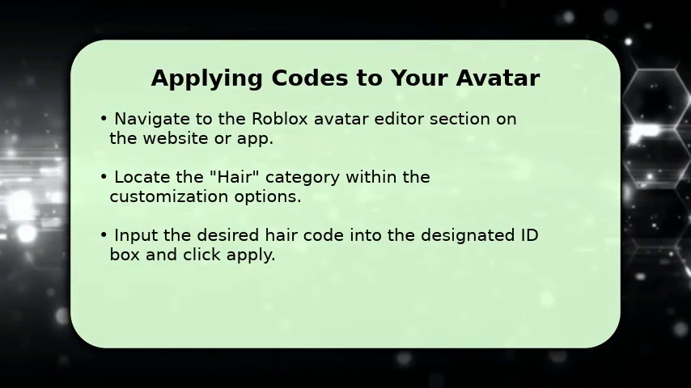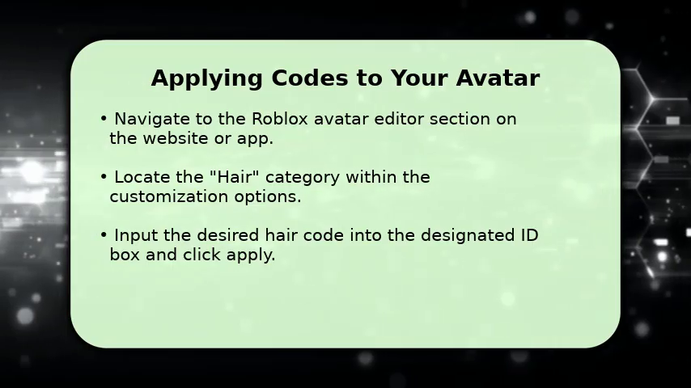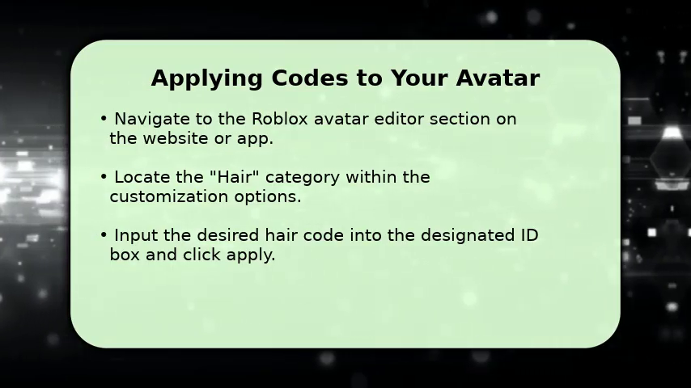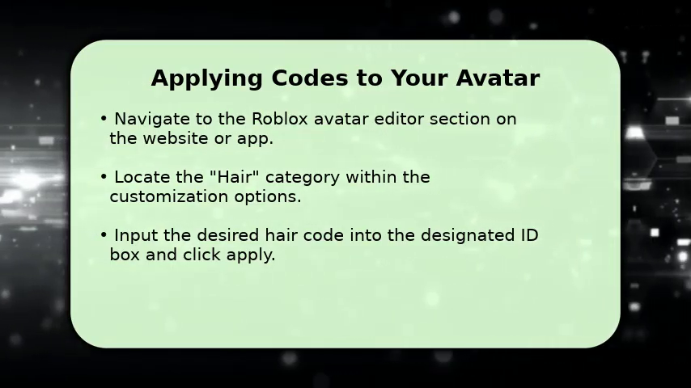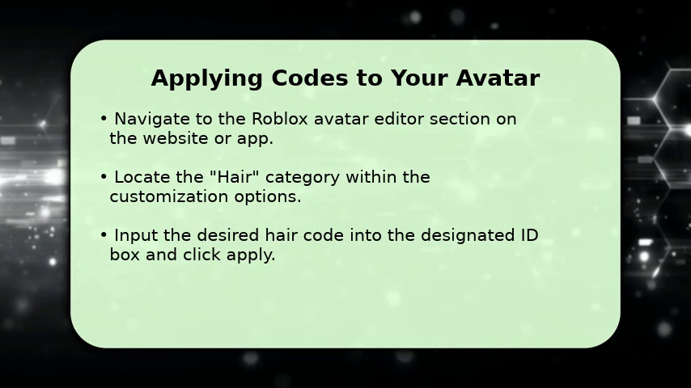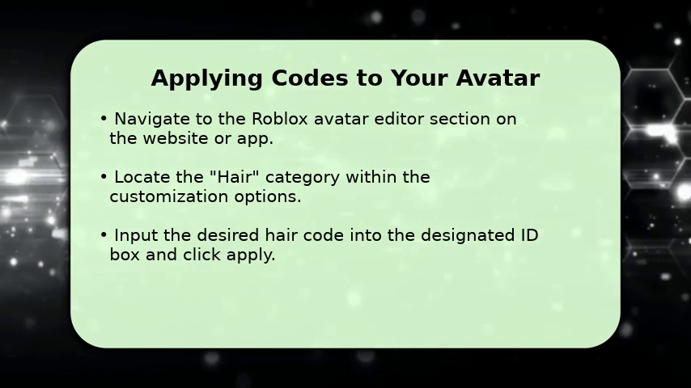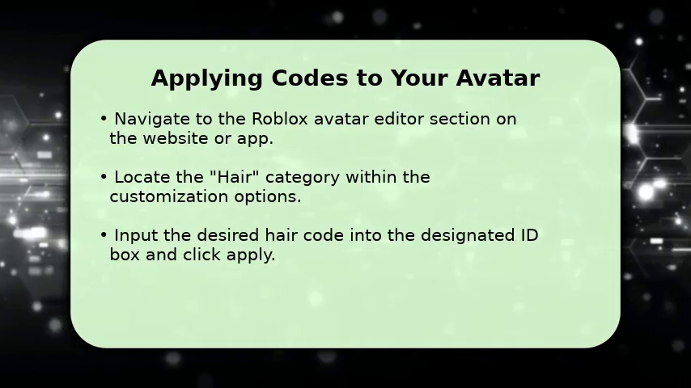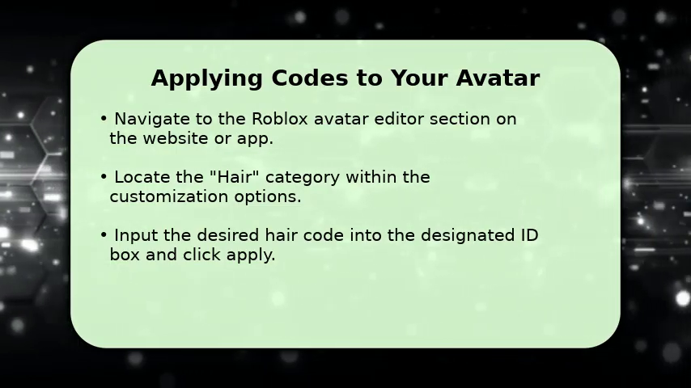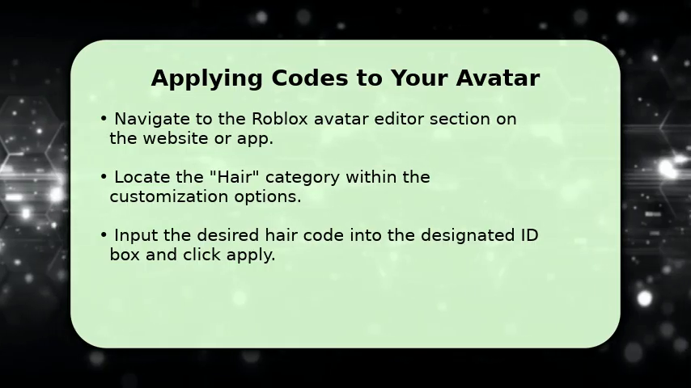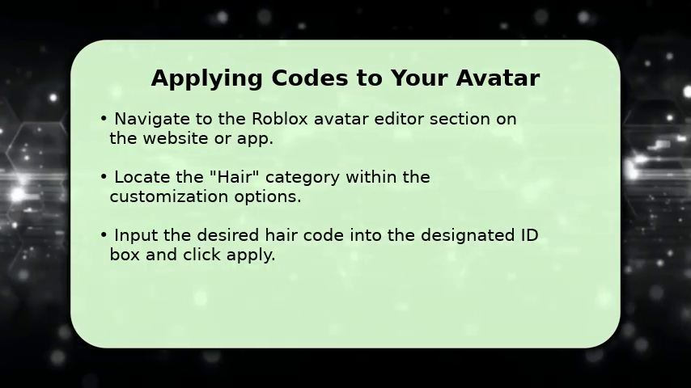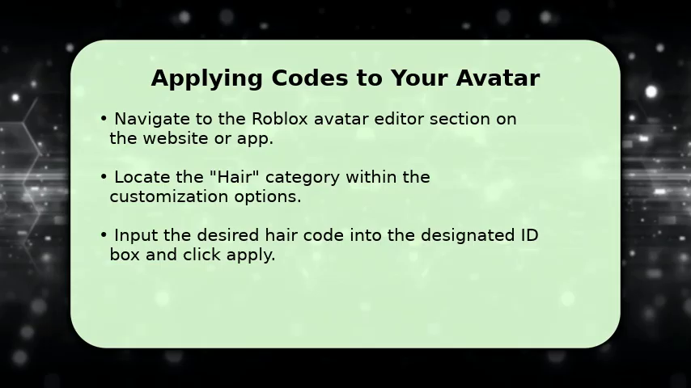Applying your chosen hair code is a simple, three-step process. First, open the Roblox website or app and go to the avatar editor. Next, find the hair section among the customization categories. You will see a box where you can enter the hair's unique ID number. Paste your code there, click the Apply button, and watch your avatar's hairstyle change instantly.